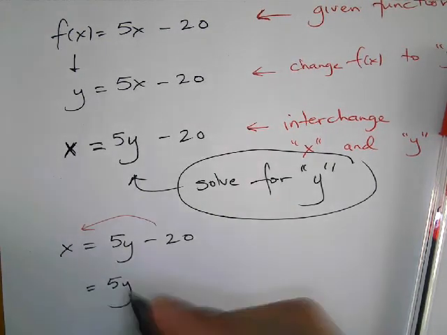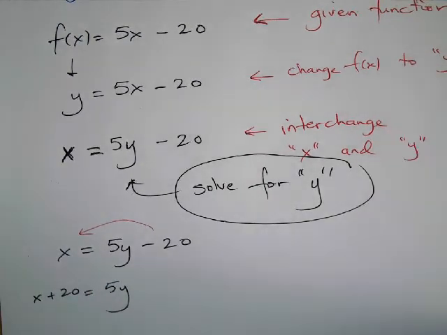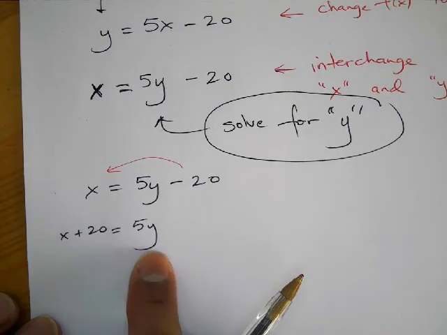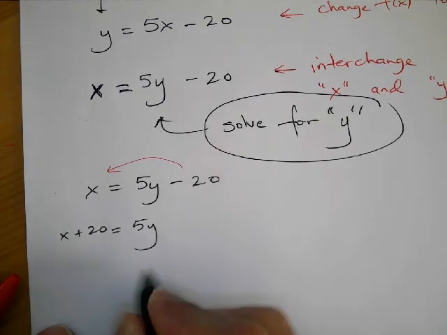So you'll have 5y is equal to x plus 20. Yeah, but it kind of looks weird this way, right? Because like the y's on this side. So I'm just going to write it this way.